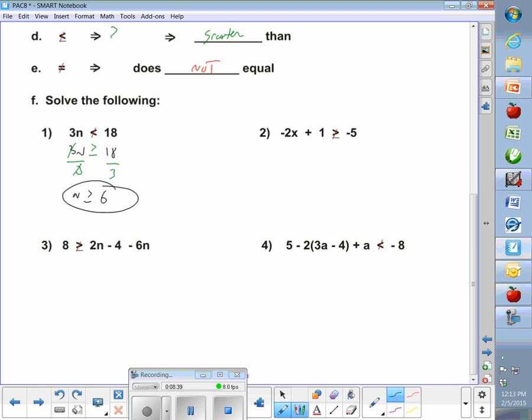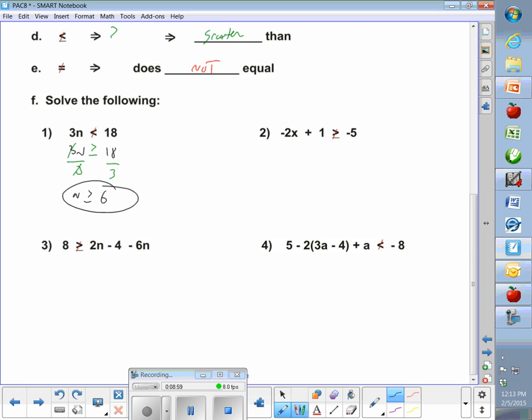Is the 6 included? Yes or no? Because of the line. What does the dot say? The 6 is included. Which way is the arrowhead pointing? Okay. So maybe some of you meant right when you said left, but you don't know your right from your left. That way is right for you.